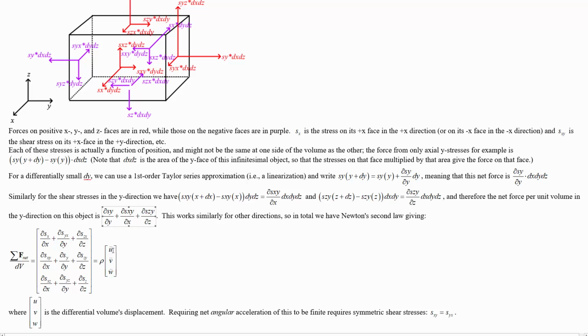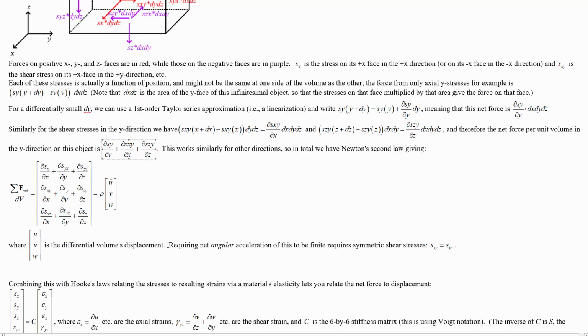Let u be the differential volume's displacement in the x direction, v its displacement in the y direction, and w its displacement in z. So then per unit volume, we've got that the net force vector is going to be these things in each direction. So in x, it's the partial of σxx with respect to x plus the partial of σyx with respect to y, plus the partial of σzx with respect to z, and that's equal to density times the acceleration in the x direction.